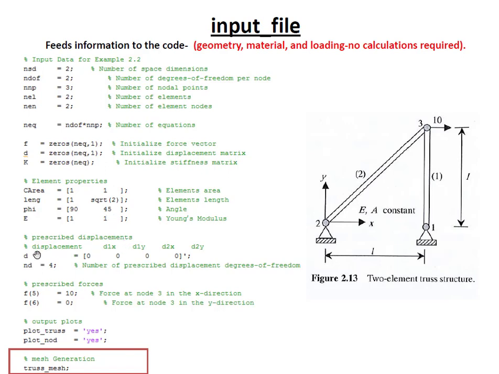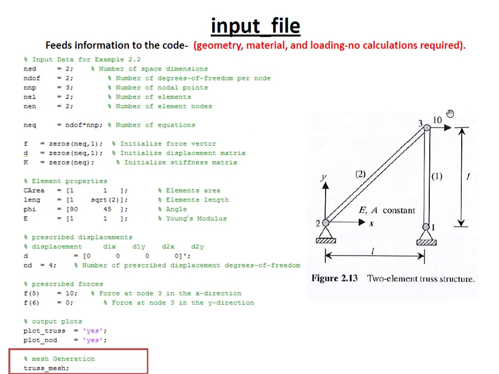Then the input file is asking us to input the prescribed displacements. In this case, the prescribed displacements correspond to these 2 nodes which are pinned. Each of the nodes has 2 prescribed displacements, as it has a restriction in the x and in the y direction. That means that d1x, d1y, d2x, and d2y are all equal to 0. nd is the number of prescribed displacements within the model. In this case, it's 4. Then we need to assign the forces.